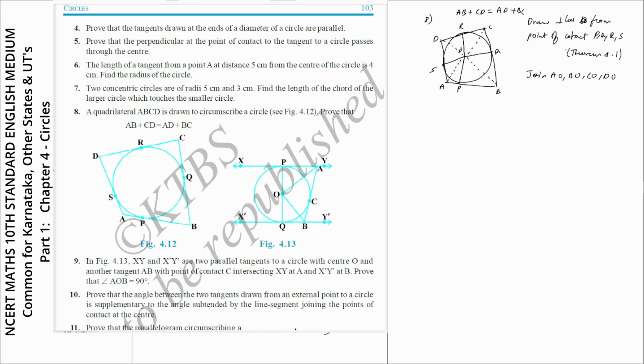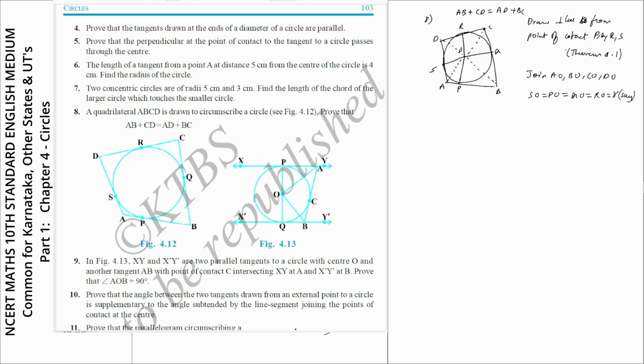Now what is our SO? SO is equal to PO. They are radius. So SO is equal to PO is equal to QO, which is also equal to RO. So they are all equal and they are the radius. Let us say the radius is R centimeter.